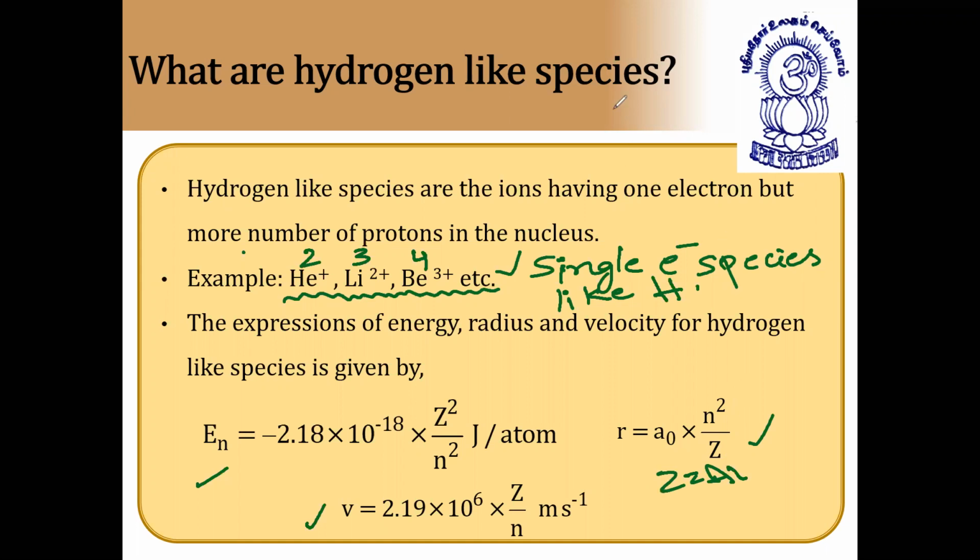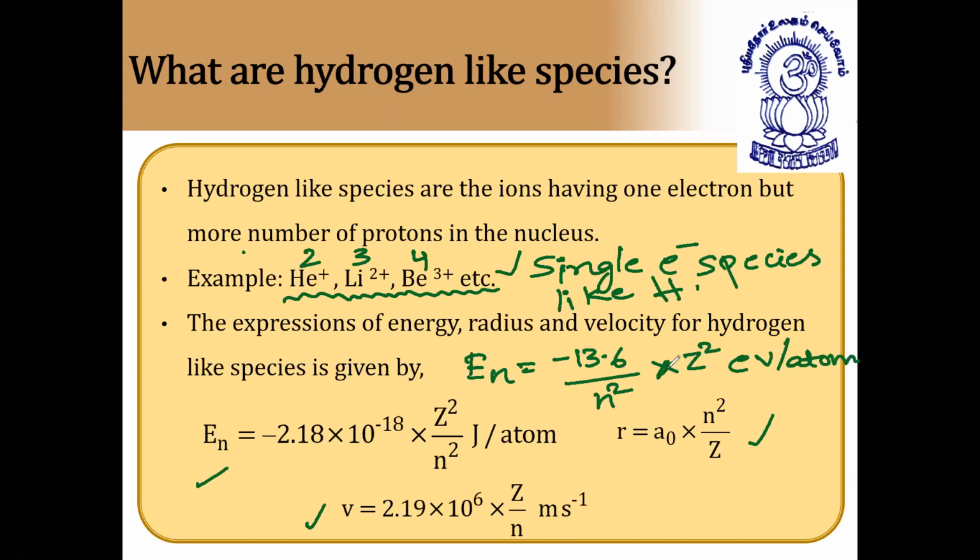And one more formula I have given in terms of electron volts. En, the energy of electron in the nth orbit, is equal to minus 13.6 z square by n square, in electron volts per atom. So these are the application formulas for finding the radius of the nth orbit, the energy of electron in the nth orbit, and the velocity of electron in the nth orbit. These three formulas are most important for all competitive exams. Definitely you will get questions from these formulas.